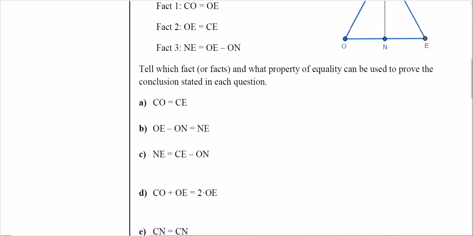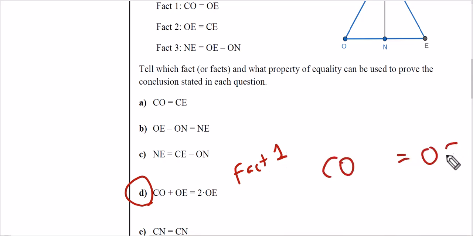Part D is a good one. Let me give you a hint and have you pause and think about this. For part D, you're going to use fact 1. I know, right? Fact 1 is CO equals OE. But call me crazy, I'm going to go ahead and add OE to both sides.